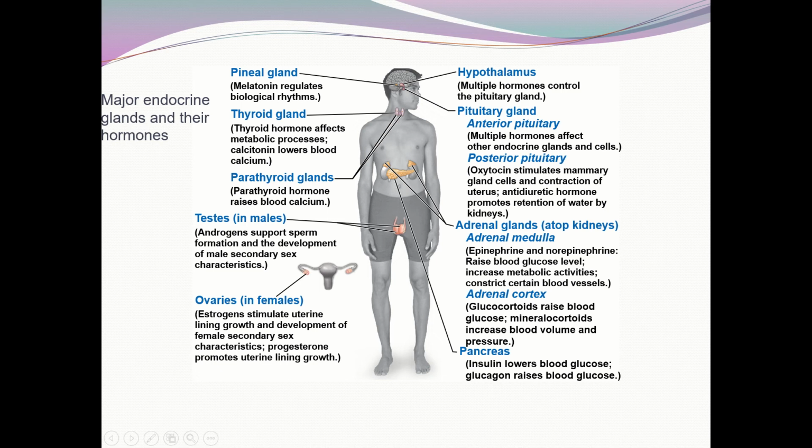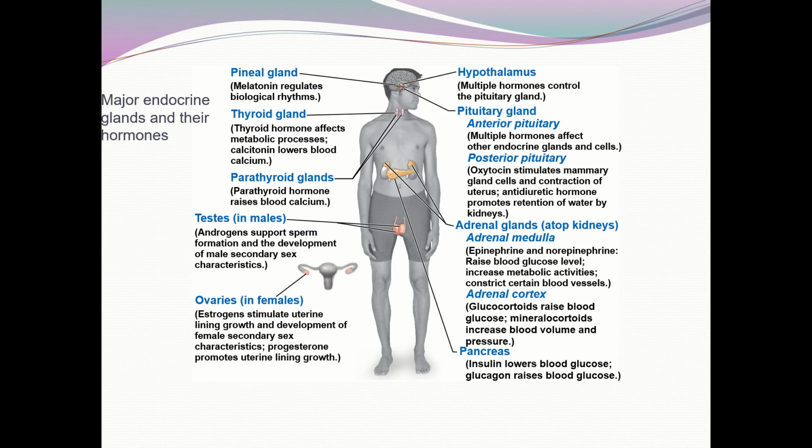Within the adrenal cortex, glucocorticoids are secreted, which will raise blood glucose levels. Mineralocorticoids increase blood volume and pressure. The pancreas has the endocrine function of producing insulin, which lowers blood glucose. It also produces glucagon, which will raise blood glucose.